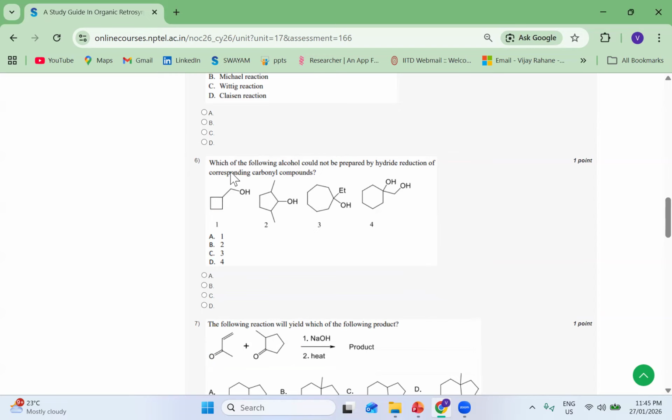The sixth question in the assignment is about which of the following alcohols could not be prepared by hydride reduction. If you look here, obviously alcohol 3 is not possible, because there is no hydrogen on this center. So option 3 is correct on question number 6.